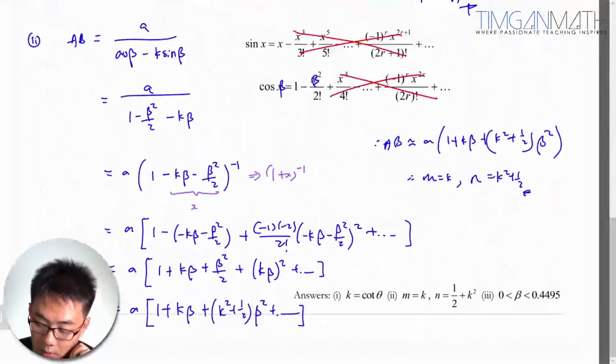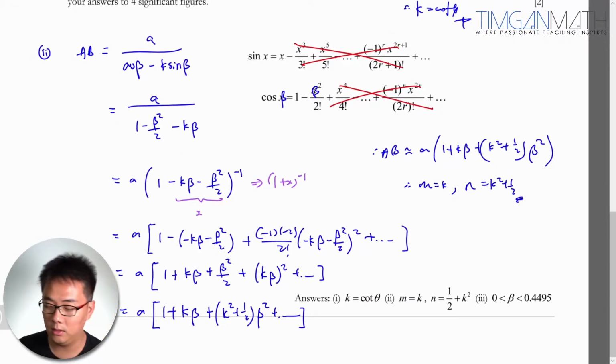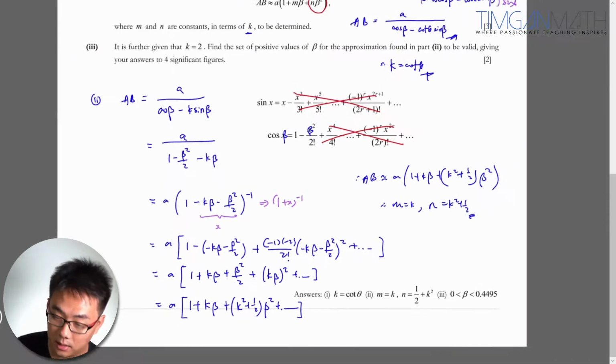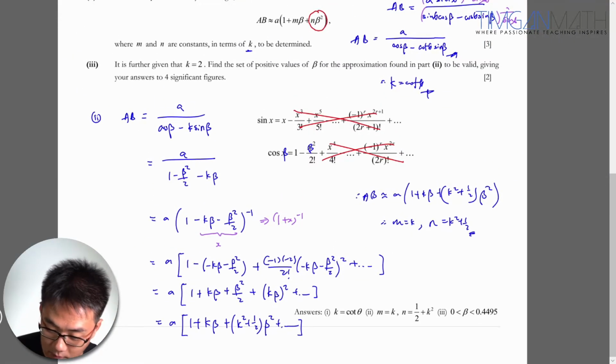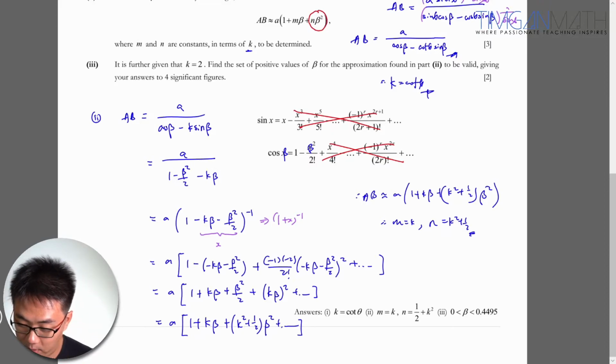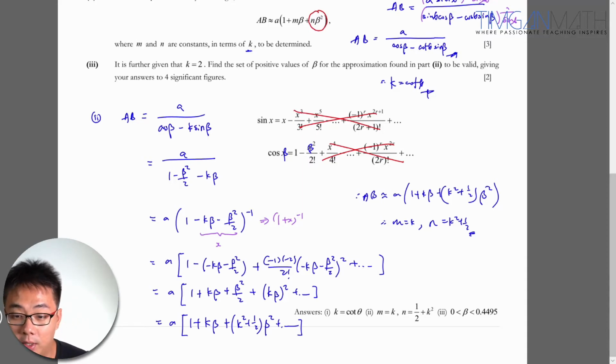Right. Great. Now, if you can do the first two, then you should be able to do the third part. The third part is, given that k equals 2, find the set of positive beta for the approximation in part 2 to be valid, giving your answer in 4 decimal places. Let's try and understand this.